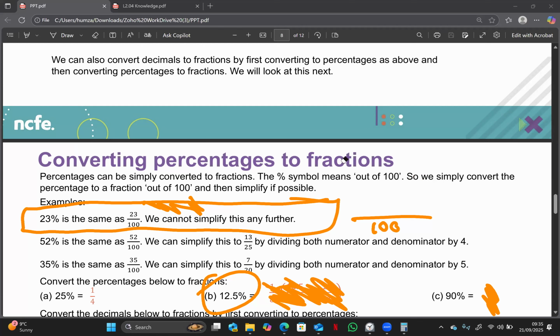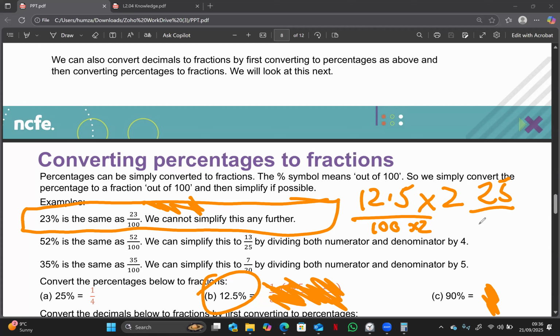No, no, no. Forget that. 12.5. We need to times that by something to make it a whole number, to take the point out. If we times it by 2, what do we get? What's 12.5 times 2? 25. Exactly. So that's what we need. But we need to also times this by 2 as well. So what does it become?